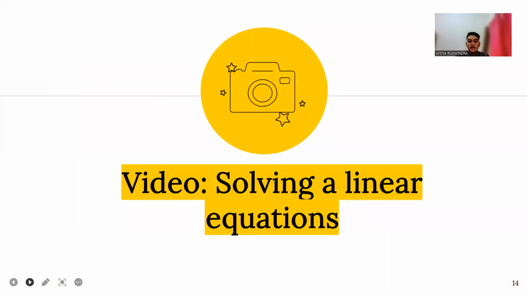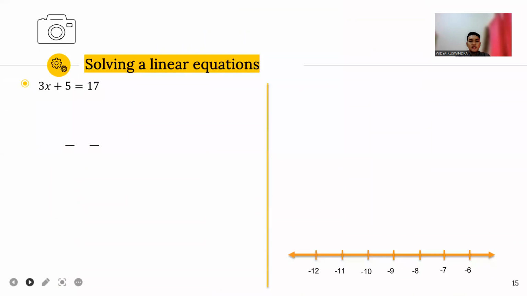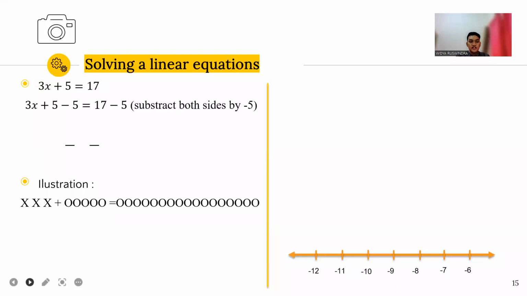Next is a video solving a linear equation. This linear equation is 3x plus 5 equals 17. First step, we subtract both sides by 5. In the illustration, let's say 3x is x, x, x, and 5 is 5 objects. In the illustration, 17 is 17 circles.